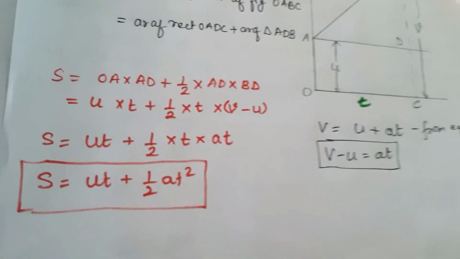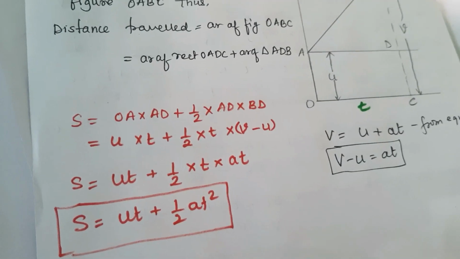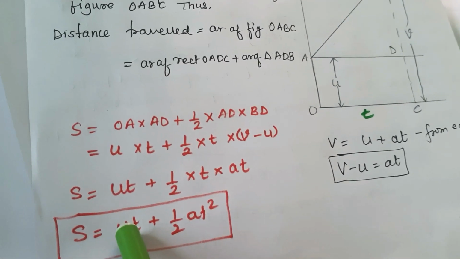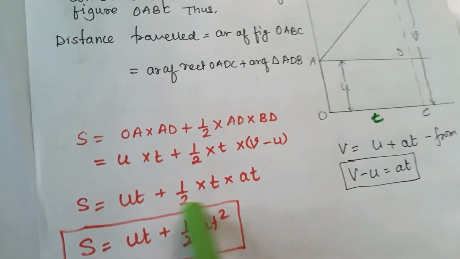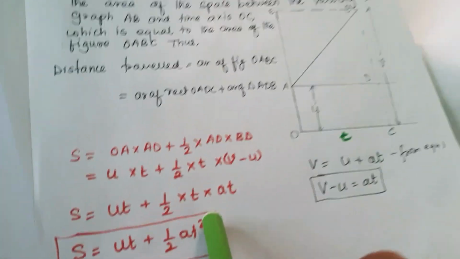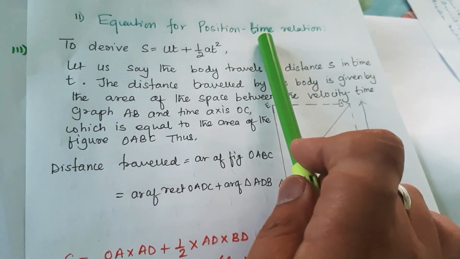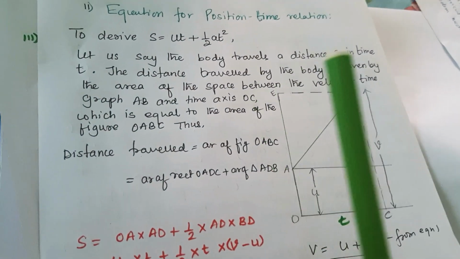That is to calculate the displacement, when we have acceleration, time and only the initial velocity. Then we can use this equation to solve the numericals. Okay, this gives you the position, time relation. This is for your position, time.